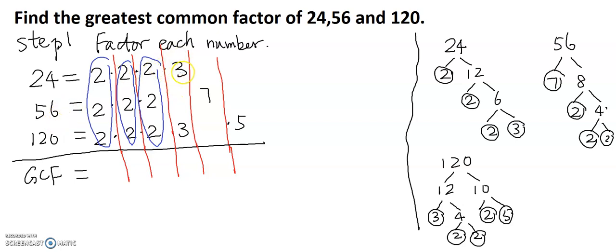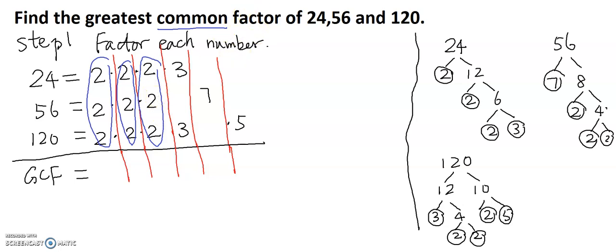But the fourth column 3, it's only a factor of 24 and 120. It's not a factor of 56. So we cannot call it a common factor of all these 3 numbers. Similarly for 7 or 5, they only appear in one of the numbers, and that's not a common factor.